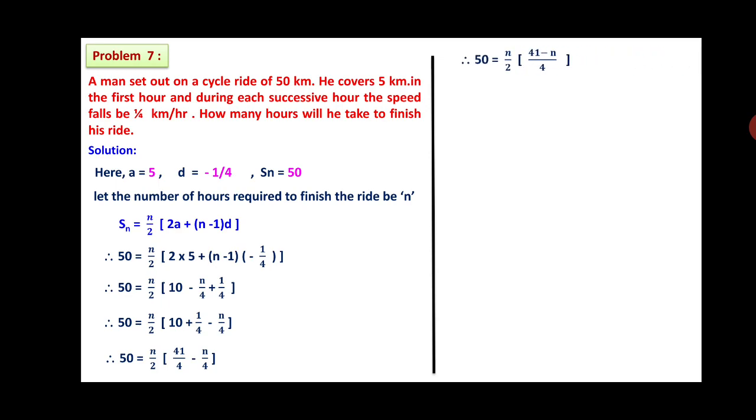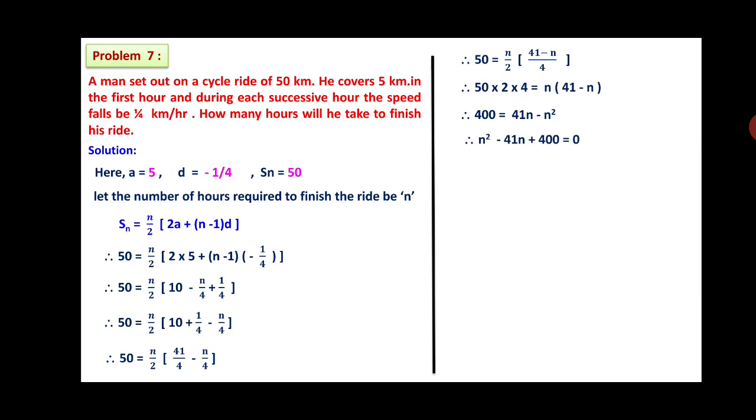Now, we will again simplify. That is 50 is equal to n by 2 into bracket 41 minus n upon 4. The denominator is the same, LCM is 4. Simplified. Therefore, 50 into 2 into 4. This right hand side denominator comes to the left hand side, it will be multiplied. So, 50 into 2 into 4 is equal to n into bracket 41 minus n. So, friends, the product is 400 is equal to 41 n minus n square.